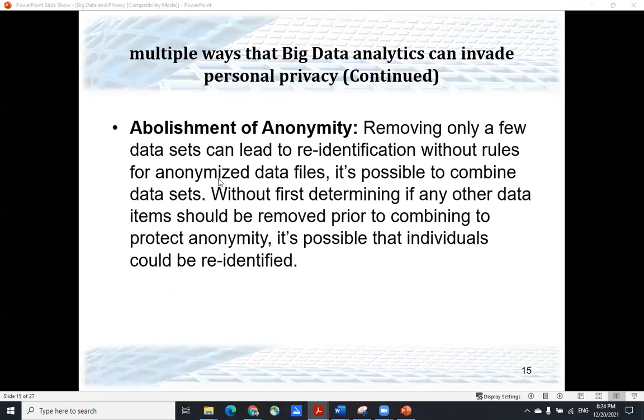Another thing is the abolishment of anonymity. Removing only a few data sets can lead to re-identification, even though the data might not exactly tell us who you are. For example, with cookies or cache on a browser, you can remove some data, and that can lead to re-identifying the person based on locations, IP address, and so on. This happens without first determining if any other data items should be removed prior to combining to protect anonymity. So it's possible that individuals could actually be re-identified from the anonymous data.